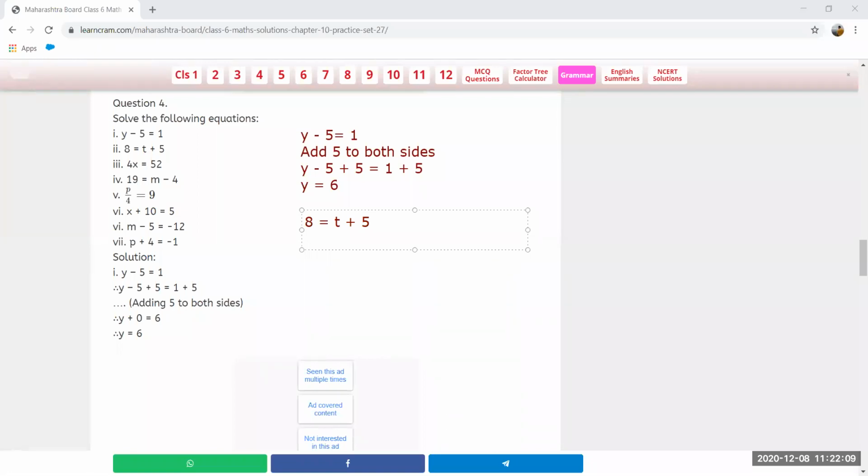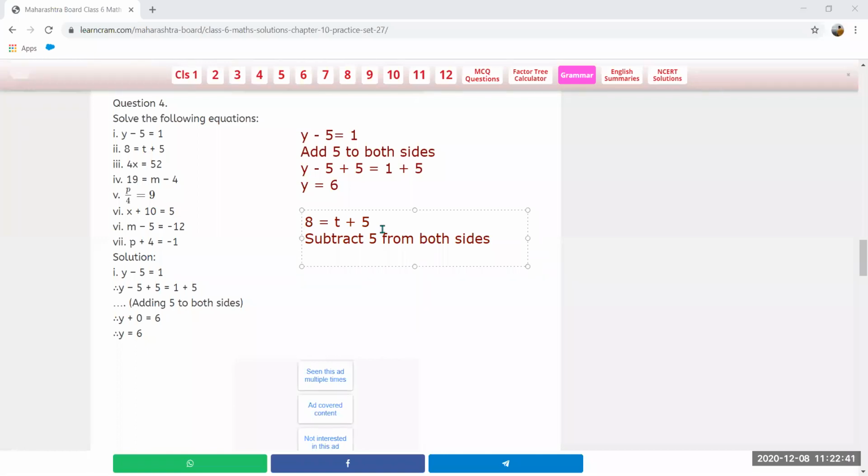Very good. Yes, very good, Tanuja. What are we going to do? We will subtract 5 from both sides. Subtract 5 from both sides.